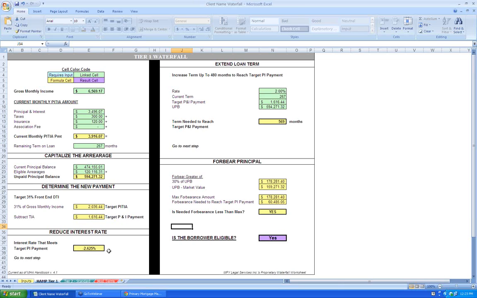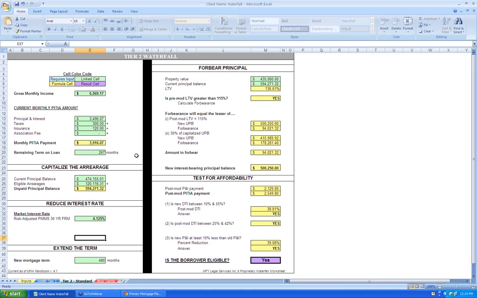Here, reducing the interest rate would reduce the interest rate below 2% to actually a negative percentage rate, so we can't do that. So we extend the term, but we would need to extend the term for more than 480 months, so we keep going, and we forbear principal. And in this case, our forbearance is less than the maximum, so the borrower is eligible for Tier 1. Now on to Tier 2.